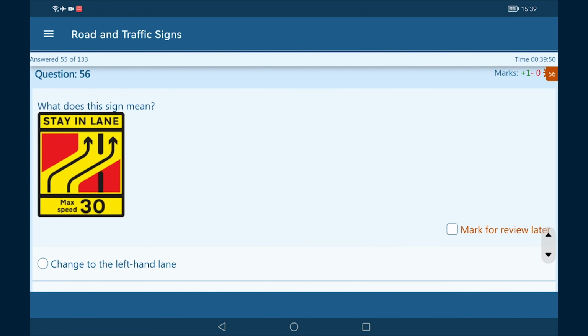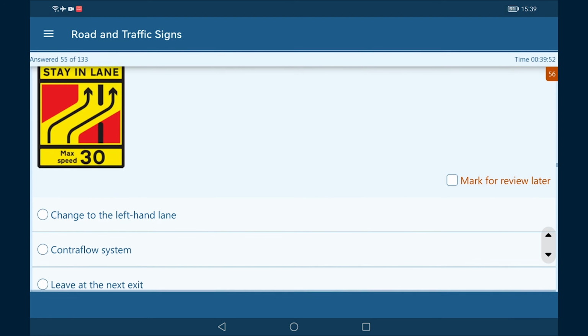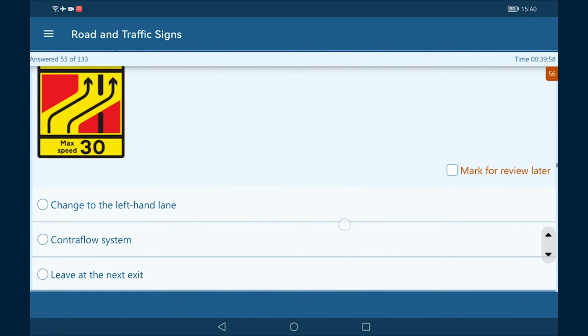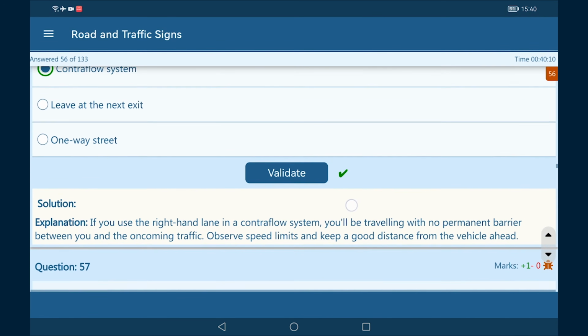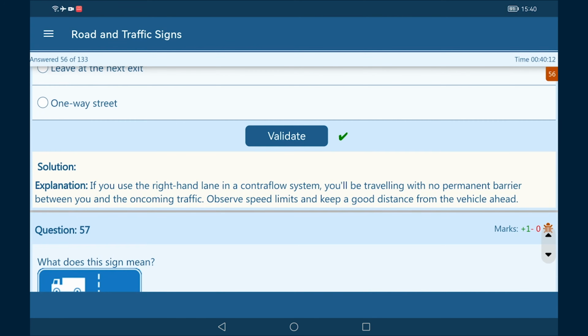Option 2. Contraflow system. Option 3. Leave at the next exit. Option 4. One-way street. The correct answer is Option 2, that is, contraflow system. Explanation. If you use the right-hand lane in a contraflow system, you'll be traveling with no permanent barrier between you and the oncoming traffic. Observe speed limits and keep a good distance from the vehicle ahead.